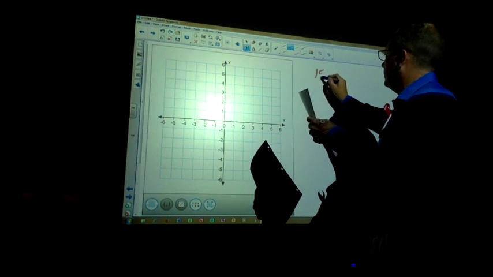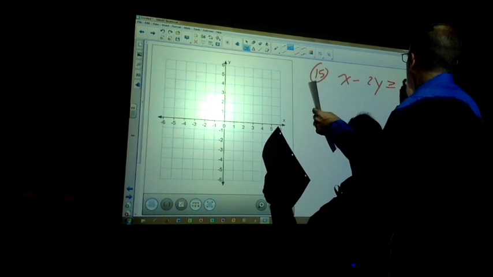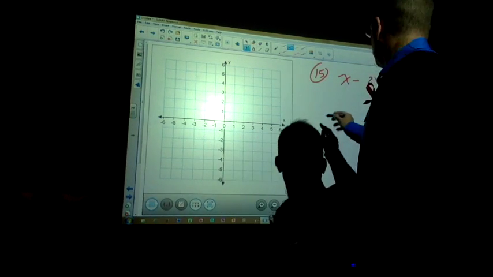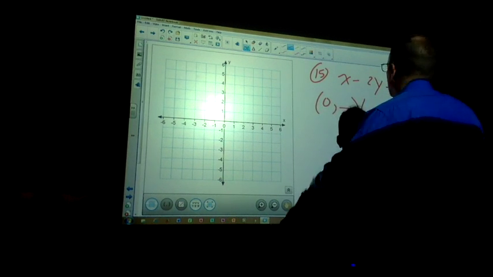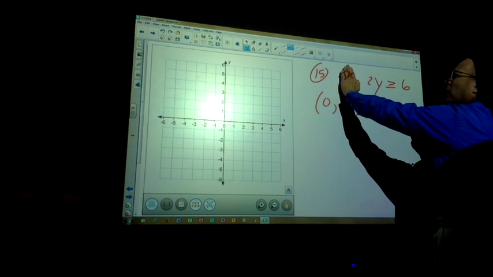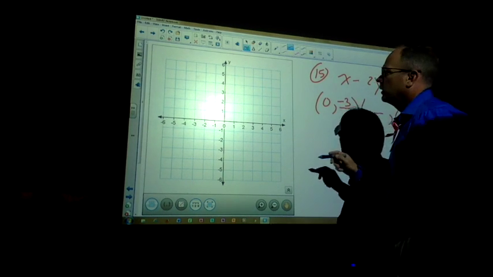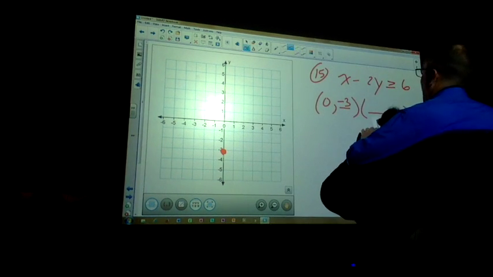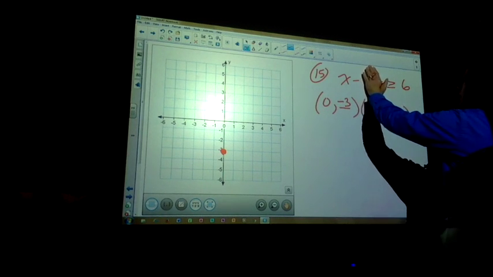Alright, number 15, we got x minus 2y is greater than or equal to 6. Looks like the cover method is going to work. It's set up in standard form. So 0, comma, blank, and blank, comma, 0. So if I have 0 for the x, I cover that up. Negative 2y equals 6. So y equals negative 3. Correct? Dang it, I got the whole thing wrong. Alright. And then I'm going to cover up the y, so x equals 6.